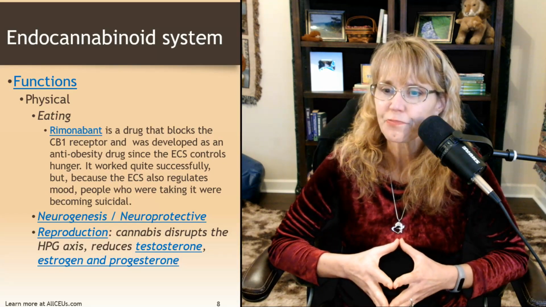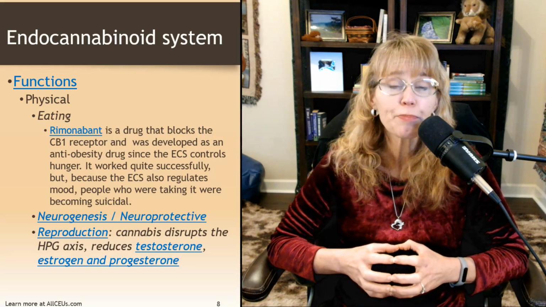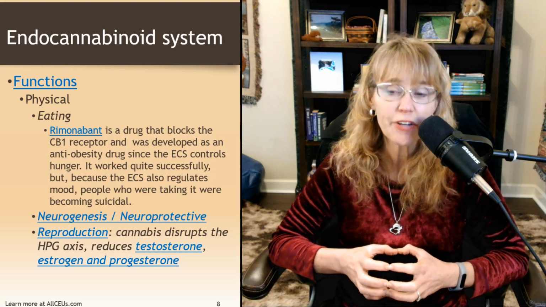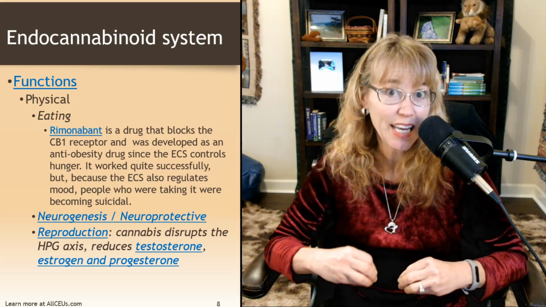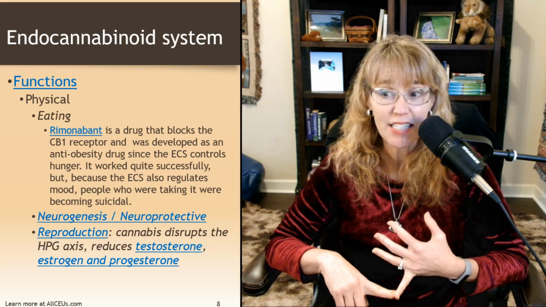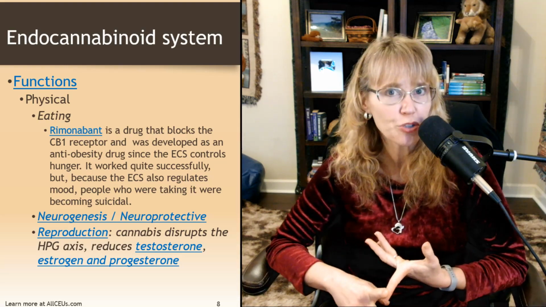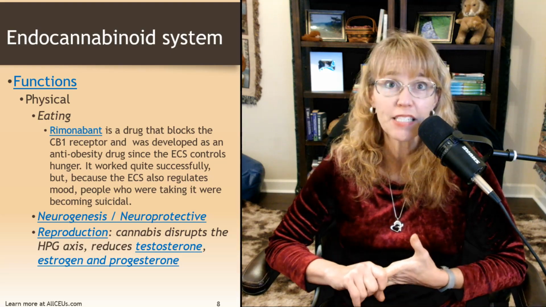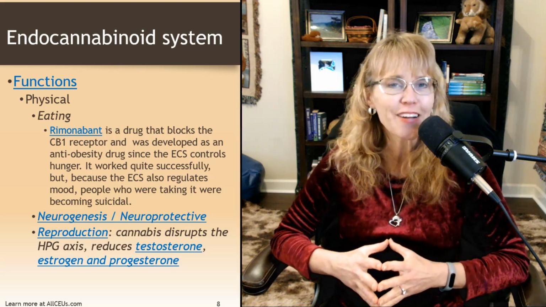protect us. And it functions intricately with the reproductive system and the HPG, or hypothalamic pituitary gonadal axis. They found that exogenous cannabis disrupts the HPG axis, reduces testosterone, estrogen, and progesterone. Now, in some people who have, for example, estrogen dominance, that might be a therapeutic target. I don't know.